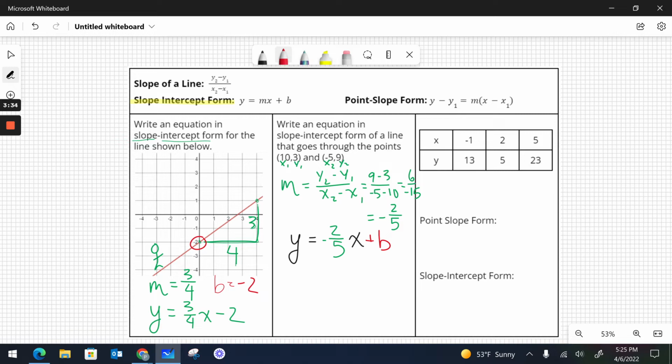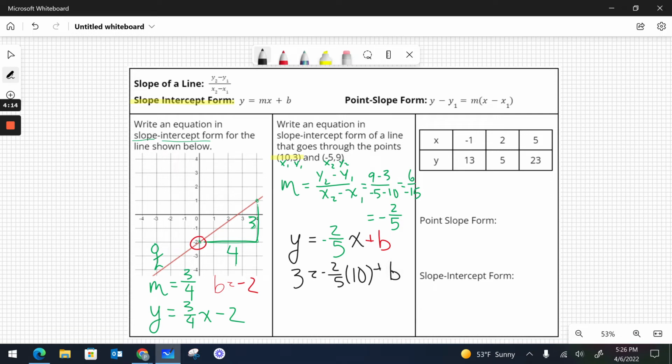Then I'm going to take one of the points that they give me. In this case, I'm going to take the x of 10 and a y of 3, and I'm going to substitute that in for y and x in this equation. So instead of y, I'm going to substitute the y value of 3 equals -2/5 times, and then for x, I'm going to substitute in an x of 10, because I'm using that point x of 10, y of 3, and then plus b is what I'm trying to figure out.